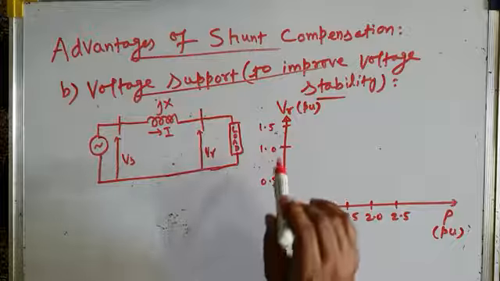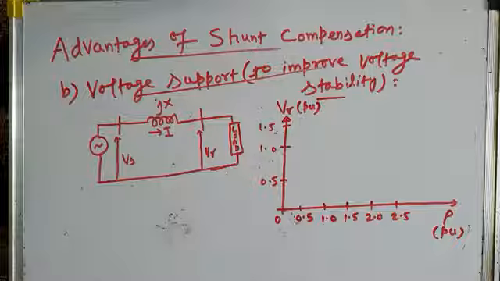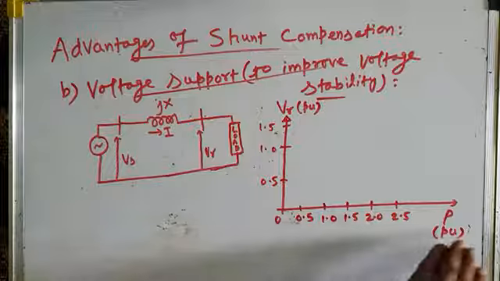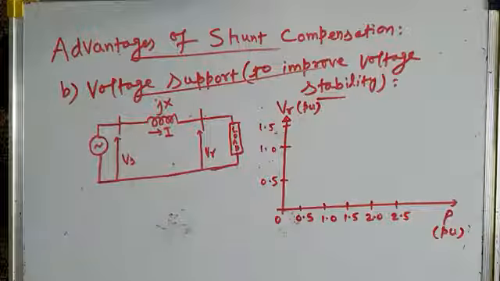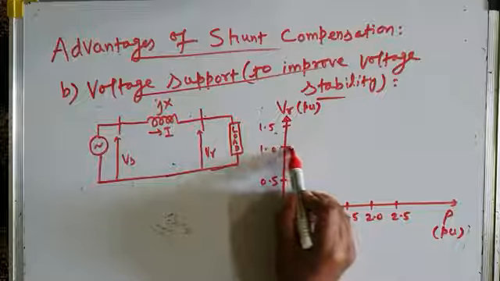Let us see how the receiving end voltage or load voltage changes as the power transferred over the line increases, as the load power increases. And we will draw for different power factor angles or different power factors. So it is something like this. My first graph will be like this.